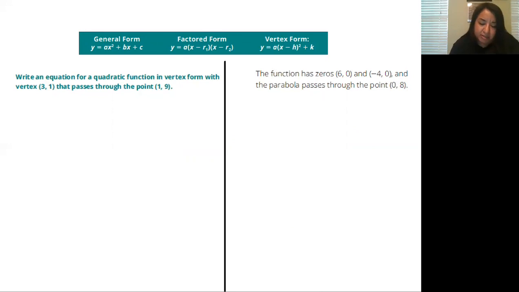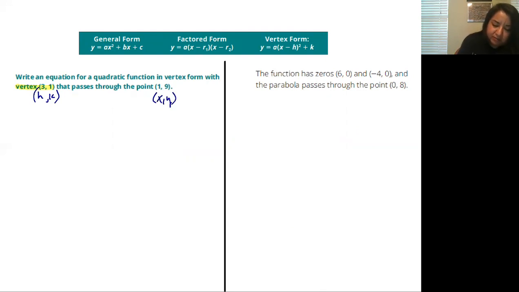It says write an equation for a quadratic function in vertex form. So it's telling me I already need vertex form. It's telling me that my vertex is at 3, 1. So immediately I'm thinking H, K. And that passes through the point 1, 9. And this is going to be an extra point on my graph, which I'm going to call X, Y.